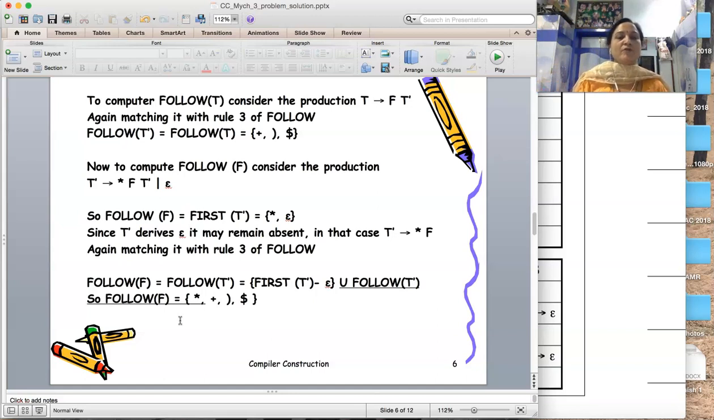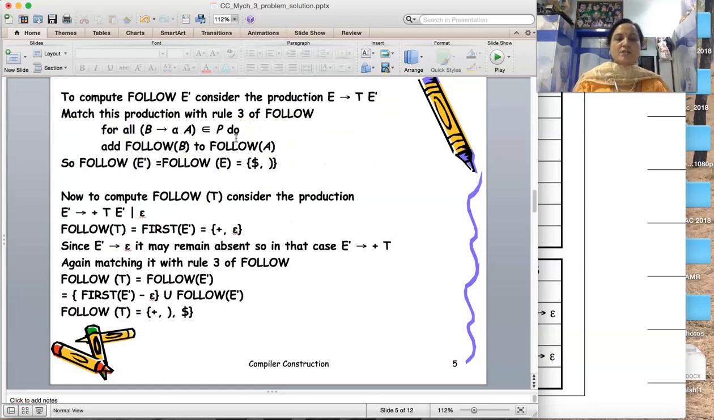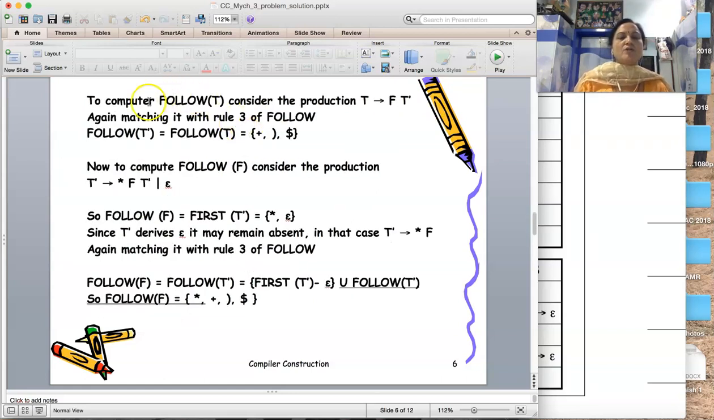Now to compute follow of T dash, we have to consider the production T tends to F T dash, right? Now again matching it with rule 3, follow of T dash equals follow of T. Now follow of T just now we have computed, that is plus, closing bracket and dollar. So follow of T dash equals follow of T equals plus, closing bracket, dollar.